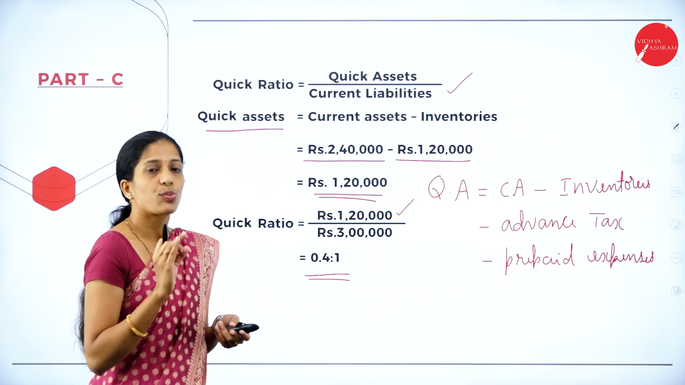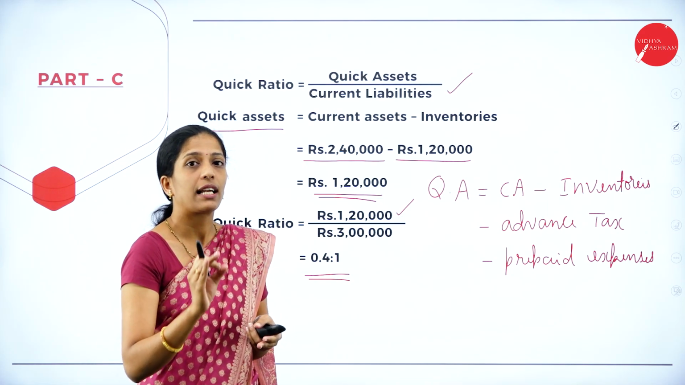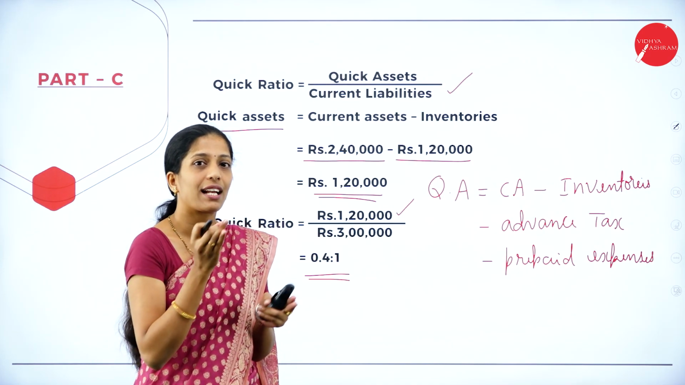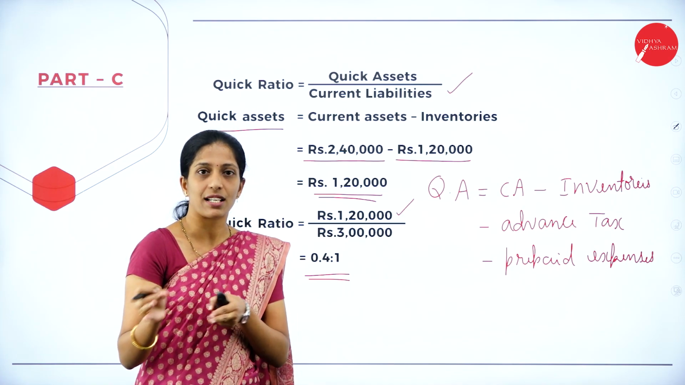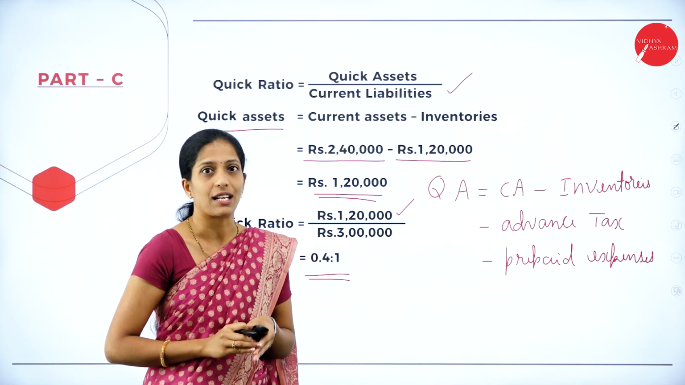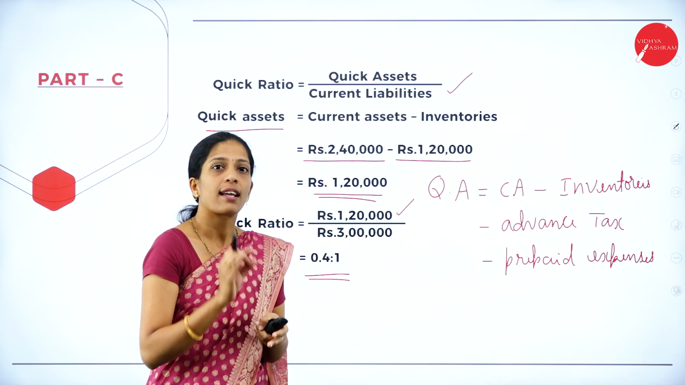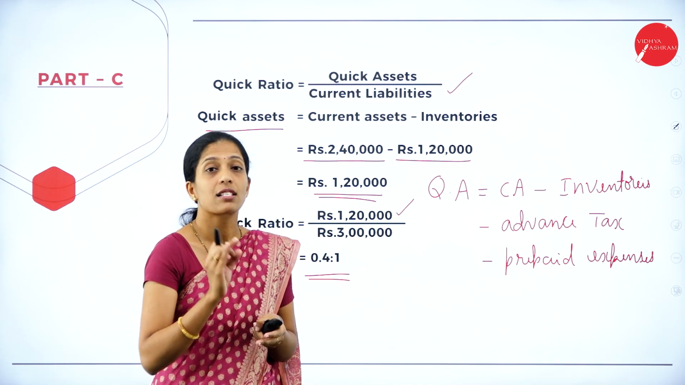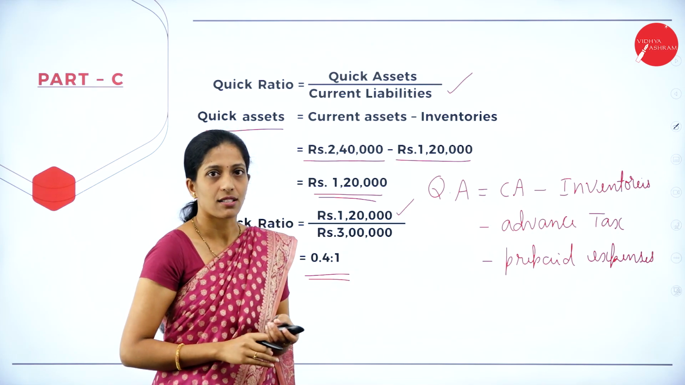So for 6 marks, very easy. You just have to calculate the current ratio as well as the quick ratio. But you have to know how to segregate current assets as well as current liabilities. And what is the formula for quick assets? Current assets minus inventories or stock, minus advance tax, minus prepaid expenses.